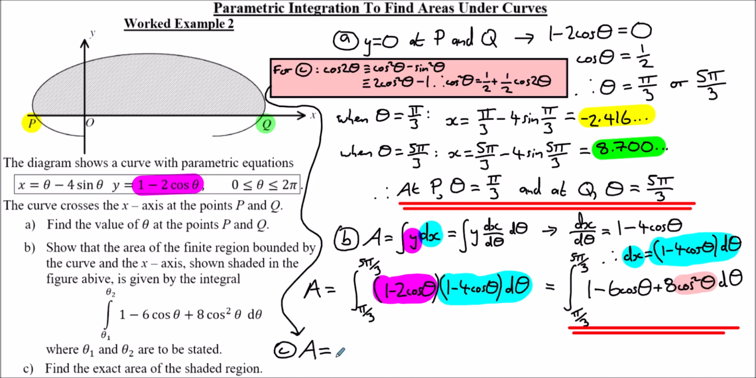the area, this I can say is therefore the integral from pi over 3 to 5 pi over 3 of 1 minus 6 cosine theta, and then the 8 cos squared theta, using the idea that cos squared is the same as a half plus a half cos 2 theta. I can now replace this. That whole thing can be replaced. If I multiply this by 8, half times 8 gives me 4, then plus 4 cos 2 theta.